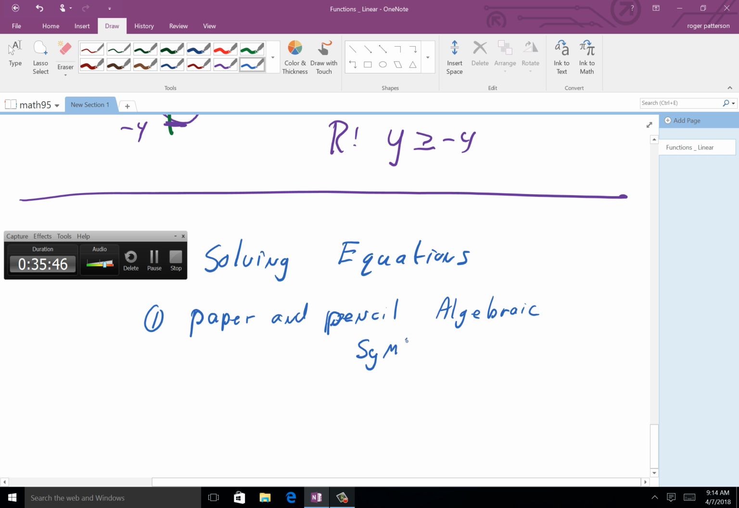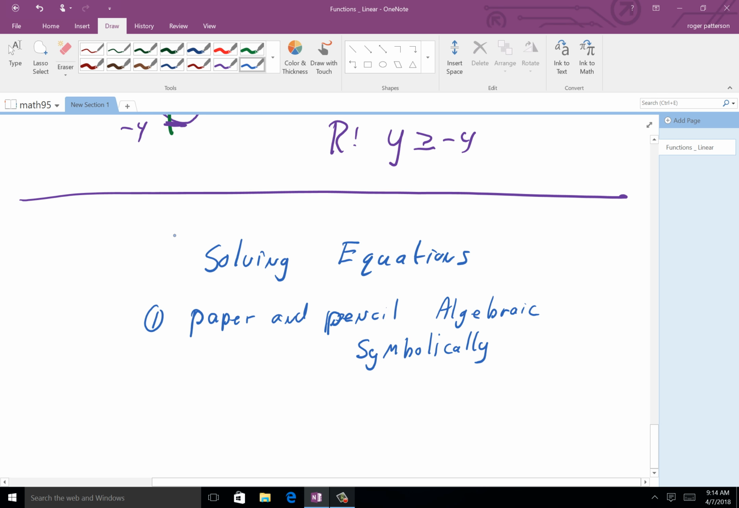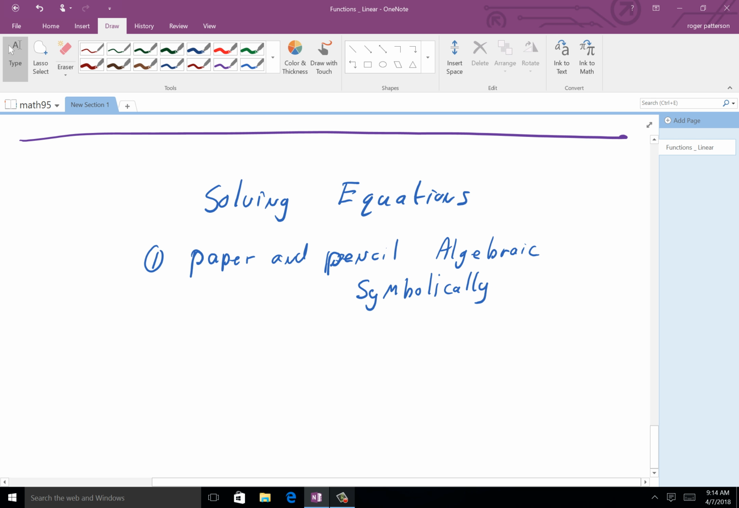Okay, so that's one way. The second way is graphically. And the third way is numerically. I'm just going to put a table next to that. All right, so some equations that you solve in mathematics can only be solved graphically. Some are much easier to solve paper, pencil, algebraic, symbolically.